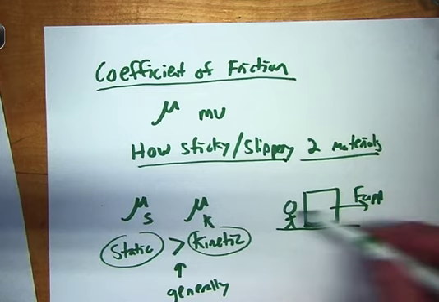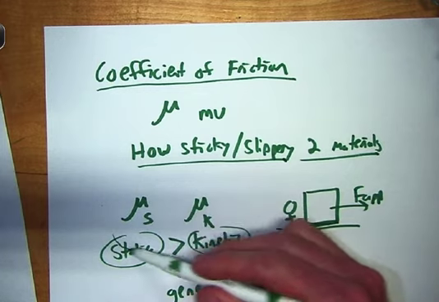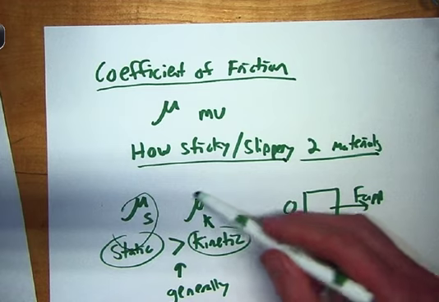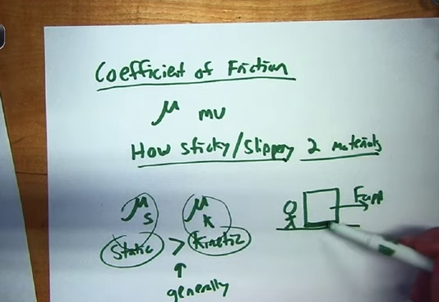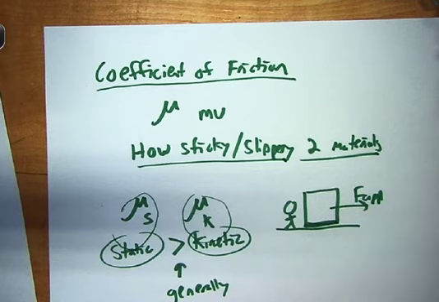So just to get the box moving, you have to overcome the static friction force. And to keep it moving, you have to overcome the kinetic friction force. So this is an okay diagram. What's better is to draw a free body diagram of the situation.